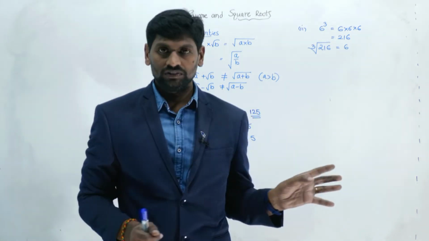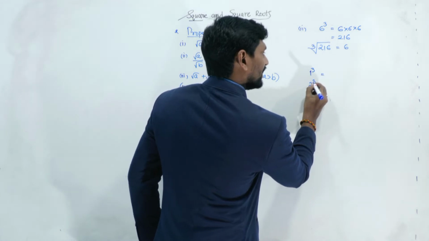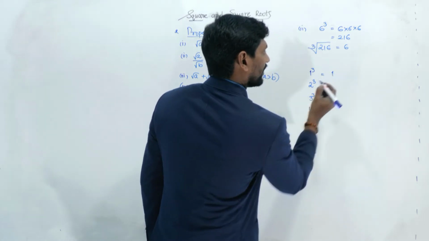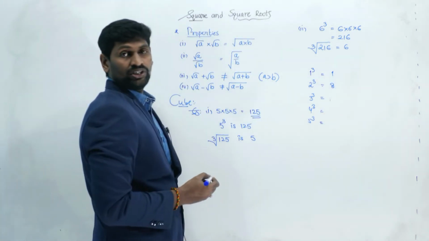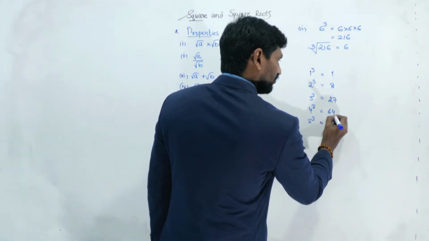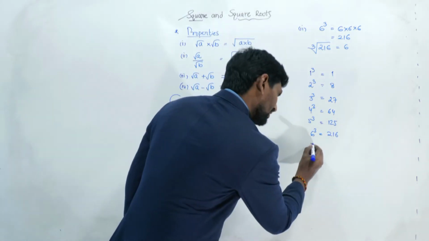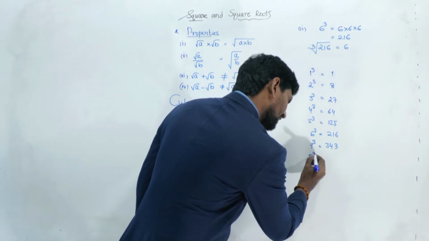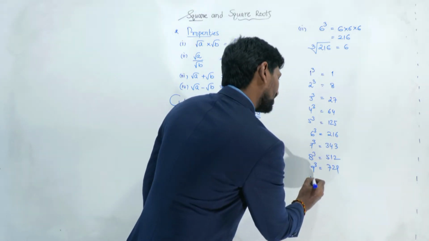Now while observing cube numbers, I am going to write the cubes of 1 to 10 here. Let us identify whether any numbers are missing. 1 cubed is 1 into 1 into 1, which is 1 itself. 2 cubed is 8, 3 cubed is 27, 4 cubed is 64, 5 cubed is 125, 6 cubed is 216, 7 cubed is 343, 8 cubed is 512, 9 cubed is 729, and 10 cubed is 1000.